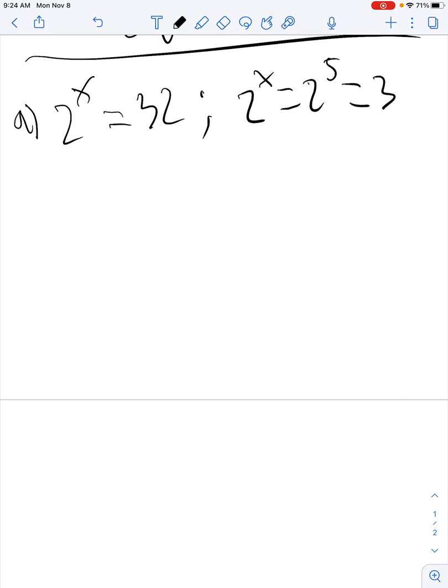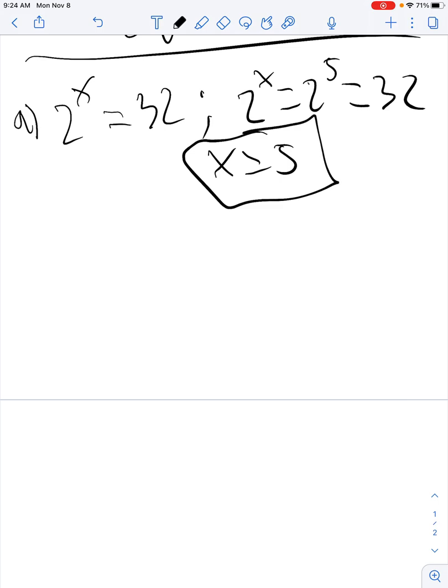So, again, I have a few quick examples. First one, 2 to the x equals 32. Again, my goal is to figure out what x is going to be. I know that 2 to the x would be the same thing as saying 2 to the 5th, which would equal 32. Therefore, x equals 5.